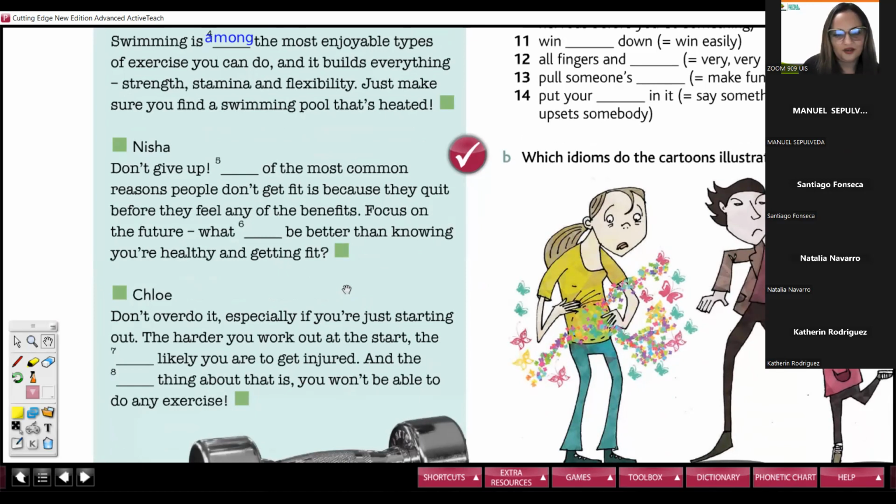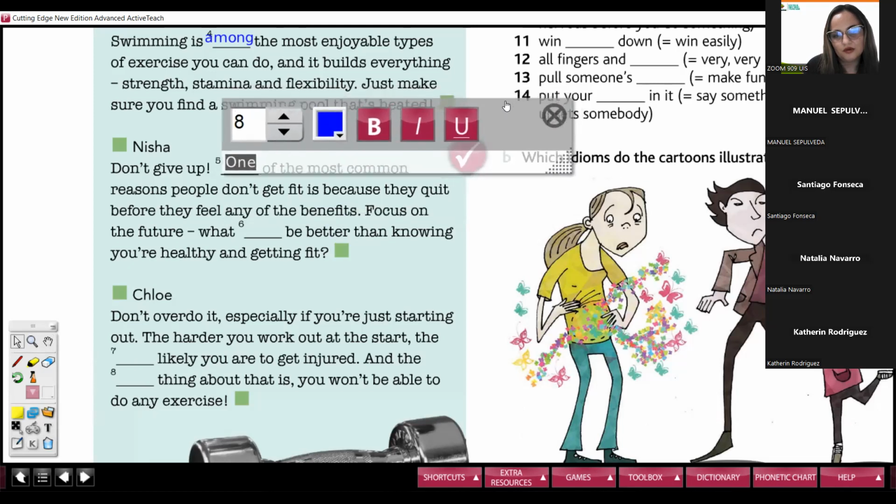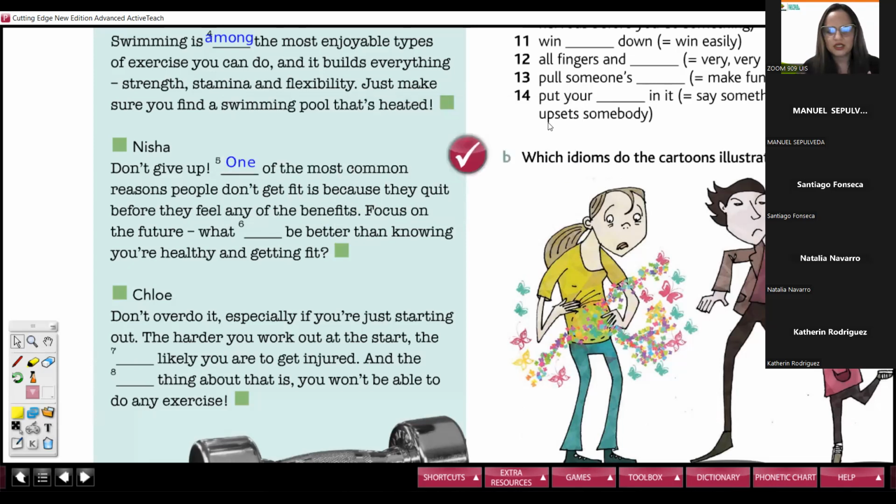Okay, thank you, Catherine. You are right with the first one. So exactly as Manuel mentioned before, that's also another option, and it is a very common pattern with superlatives. Yes, so: one of the most common reasons people don't get fit is because they quit before they feel any of the benefits. Because we are not very patient. We just want to see results next week, and it takes time.